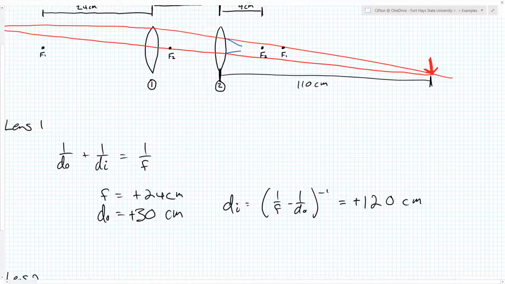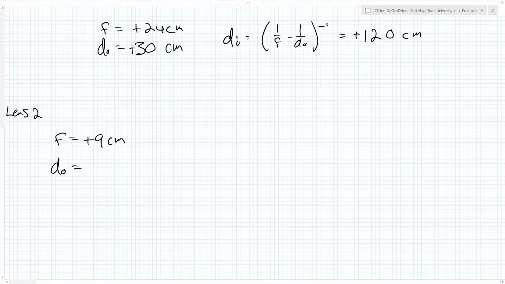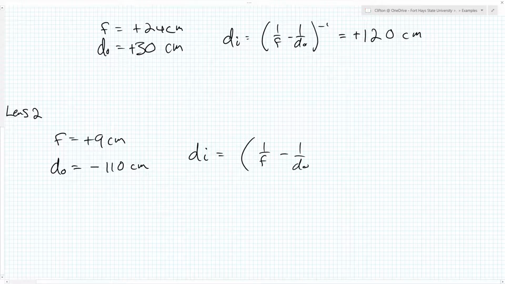Since the object for the second lens is behind it, we're going to call that negative. That means it's a negative object distance. So this should be negative 110 centimeters. Formula for DI is the same. And I get a plus 8.319 centimeters.